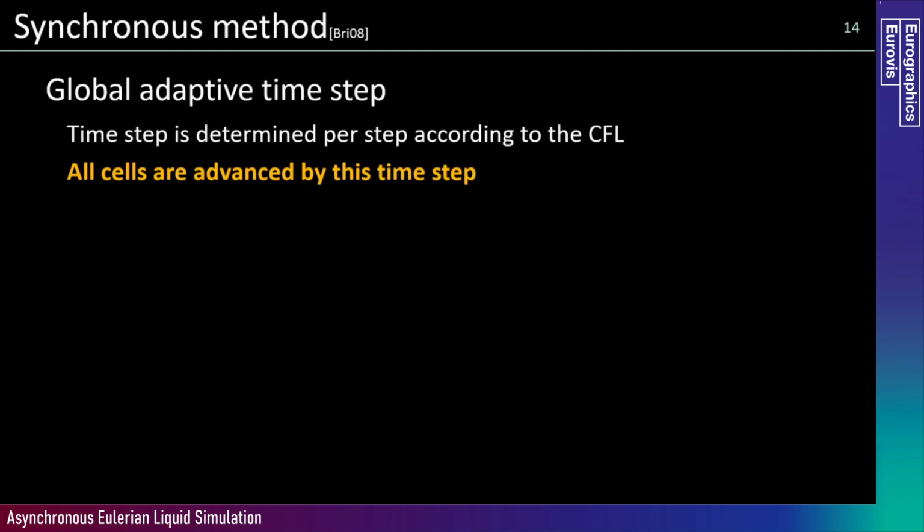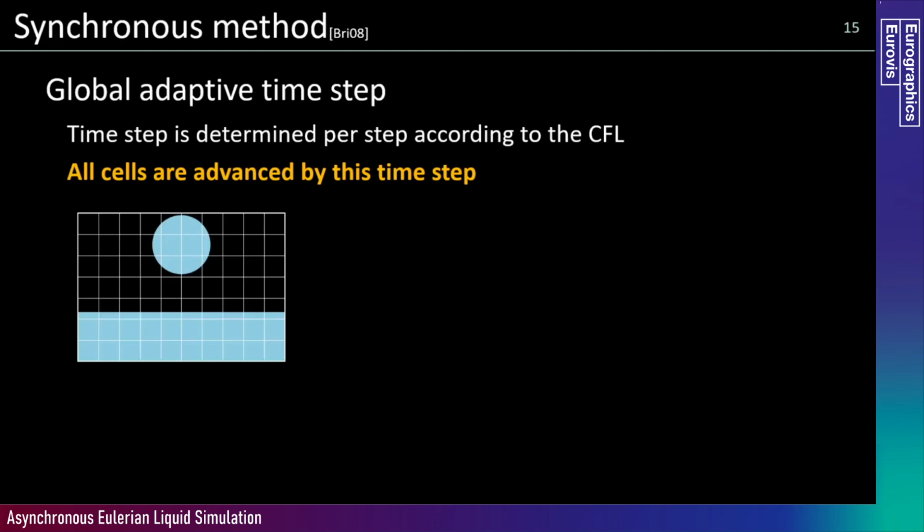To solve such a problem, several related works have been proposed. The state-of-the-art method for Eulerian is the global adaptive time step method. They determine the time step not as constant but adaptive in each step by the maximum velocity in the simulation domain to satisfy the CFL condition.